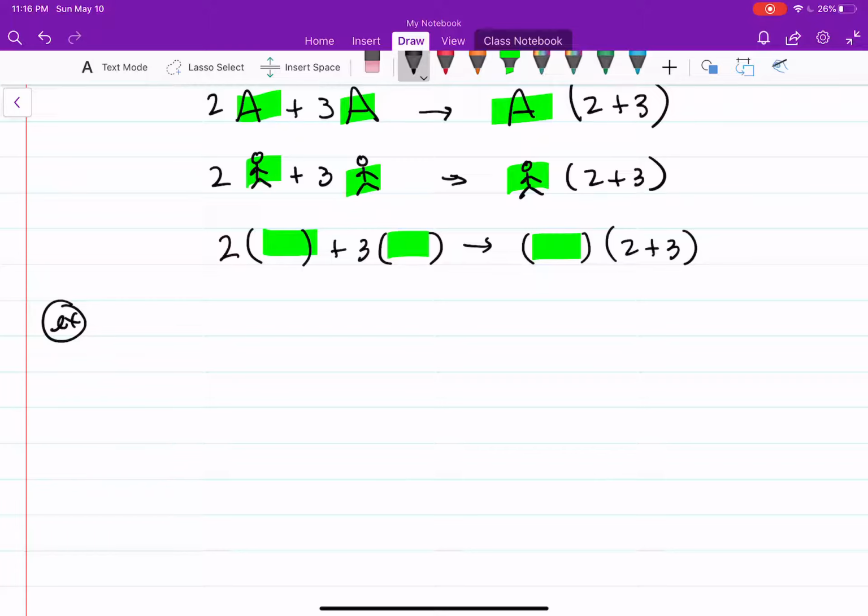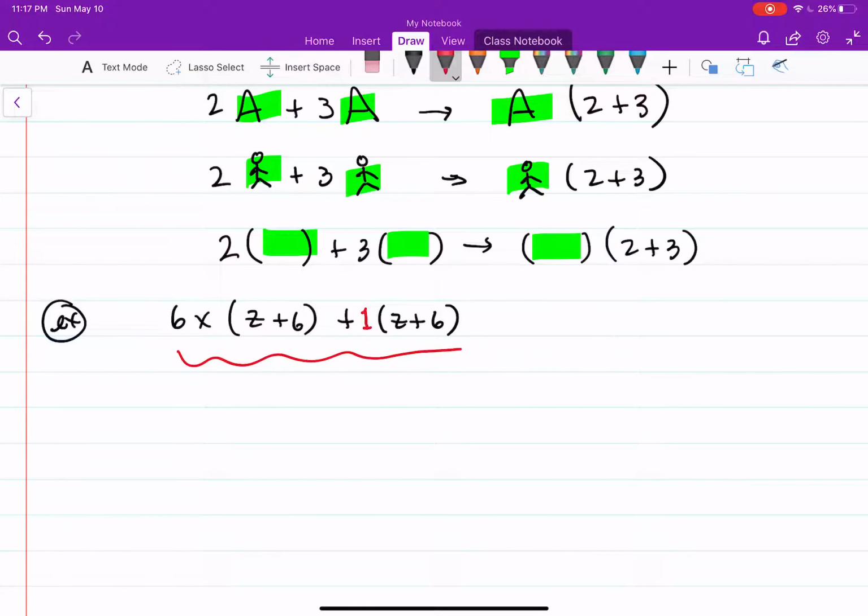And the reason why I want to bring that up is because the next example is going to say, hey, look, I have a 6x times z plus 6, plus a z plus 6. Now, on the second z plus 6, what is in front of that? Remember, it's an imaginary 1 that's in front of it, right? So you've got to remember that. If there's a parenthesis with no number in front of it, there's always a 1 in front of it. But if I was to look at the whole thing, what looks the same? What's in common? And you're going to say, well, they both have a z plus 6. You're absolutely right. They both do have a z plus 6. So that is my GCF.